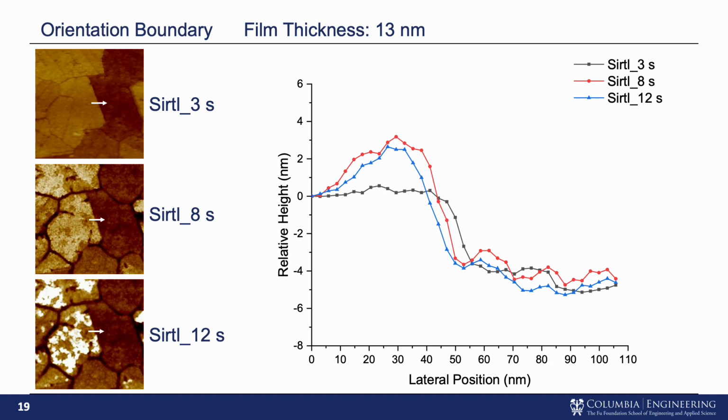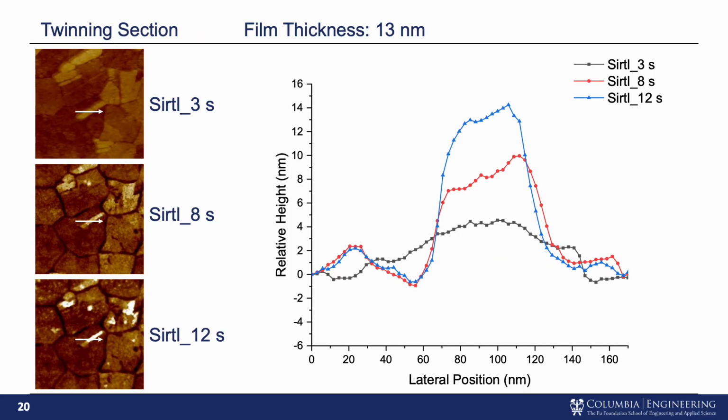This indicates that the contrast at the orientation boundary is dominated by orientation-dependent plateau etching. One orientation is removed faster than the other, whereas the much deeper groove at the grain boundary is driven primarily by defect-enhanced etching at the grain boundary itself.